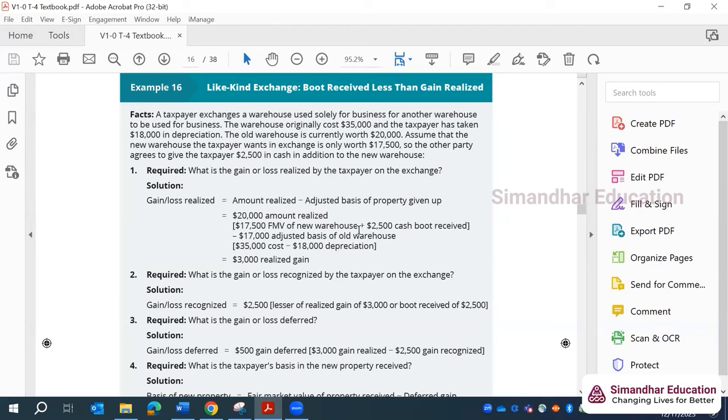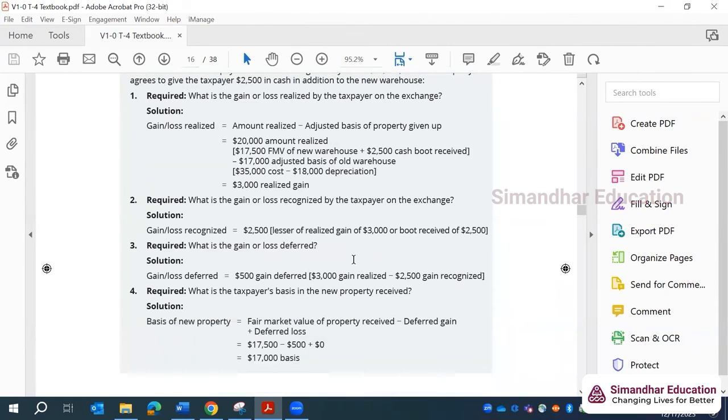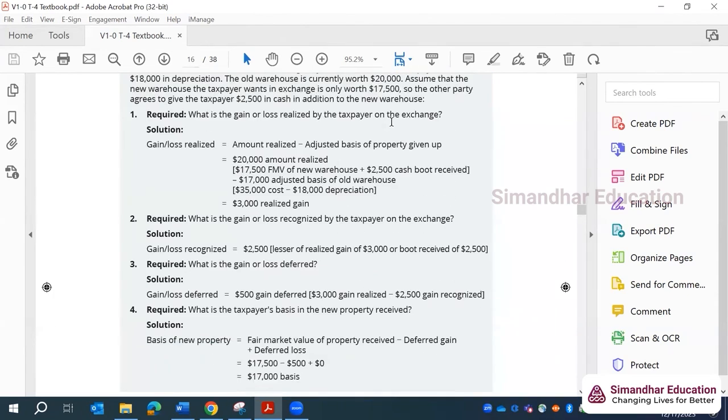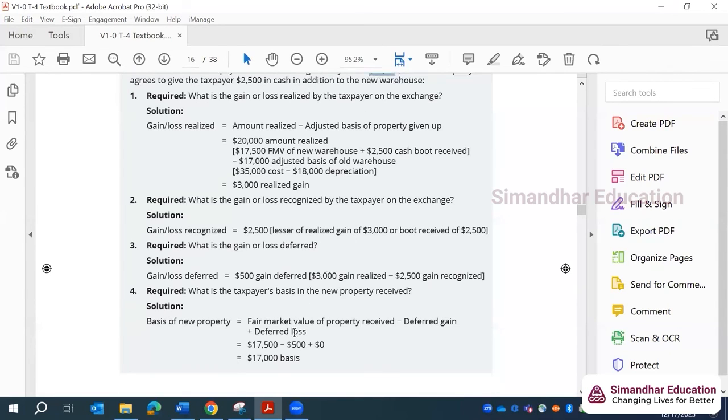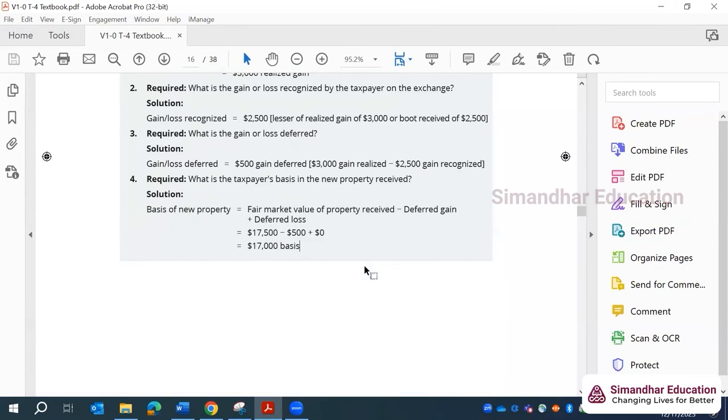How much of the gain is left that needs to be deferred? So what am I going to do with that 500? My basis of this property is 17,500. I will minus the $500 and my basis in the new property is going to be $17,000.